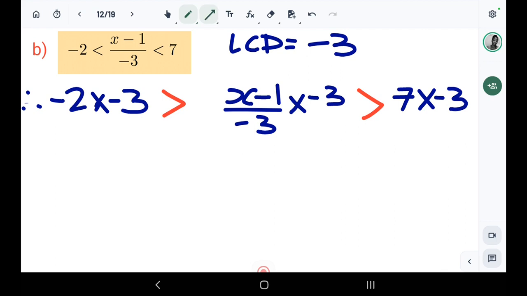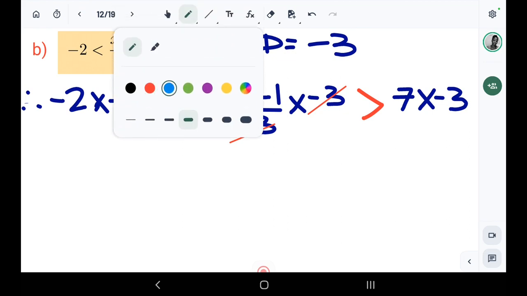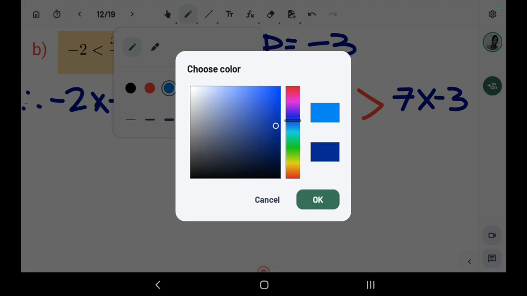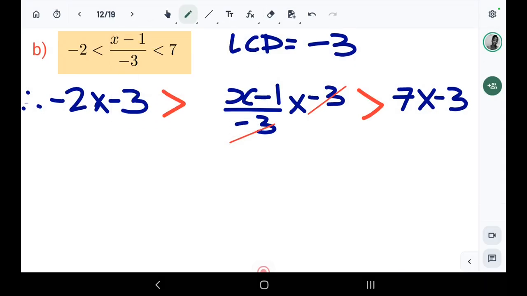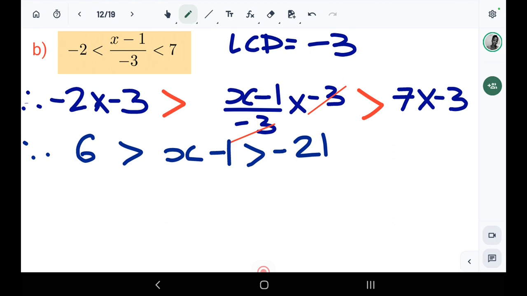So this negative number cancels over here. It cancels, including the negative signs, they also cancel each other, and you are left with, therefore, on the left hand side, -2 times -3, that is +6, is greater than x minus 1 is greater than, because the -3 cancel out, -21. All right.